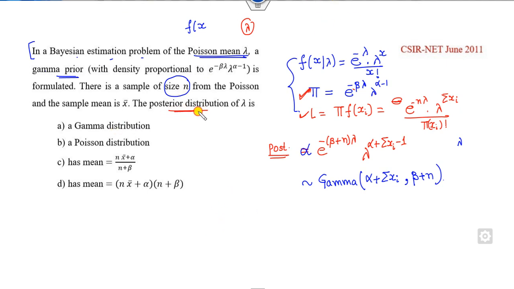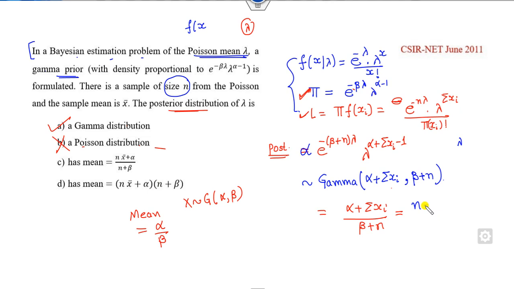You can see the posterior distribution is a gamma distribution, correct. Posterior distribution is the Poisson distribution, cancel. You have to find the mean. If x follows the gamma distribution with parameter alpha comma beta, what is the mean? The mean is alpha over beta. So what is the mean of this? Alpha plus summation of xi divided by this. Now I can take the summation of xi as nothing but n times x bar, plus alpha. So you can see this is the right answer, this is cancel. So A and C are the right answers.